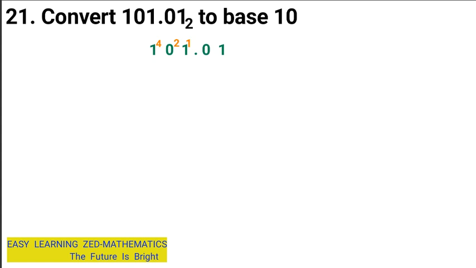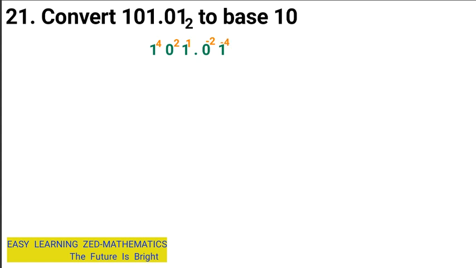Now what is the place value of the 0 immediately after the decimal point on the right side? It is -2, and the next number, which is 1 on the right side, is -4.